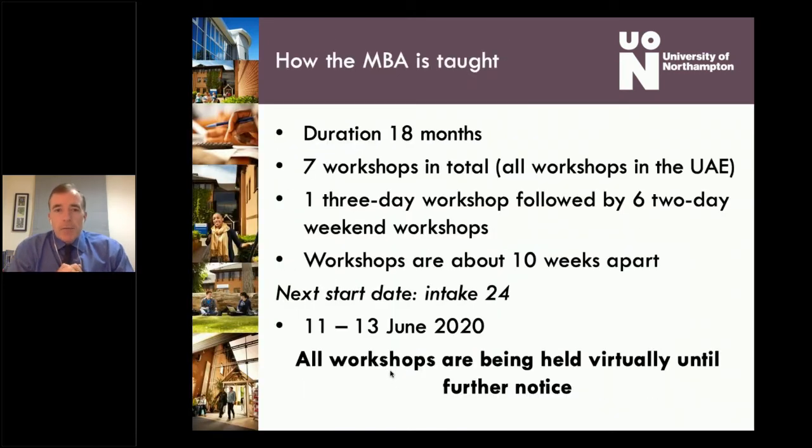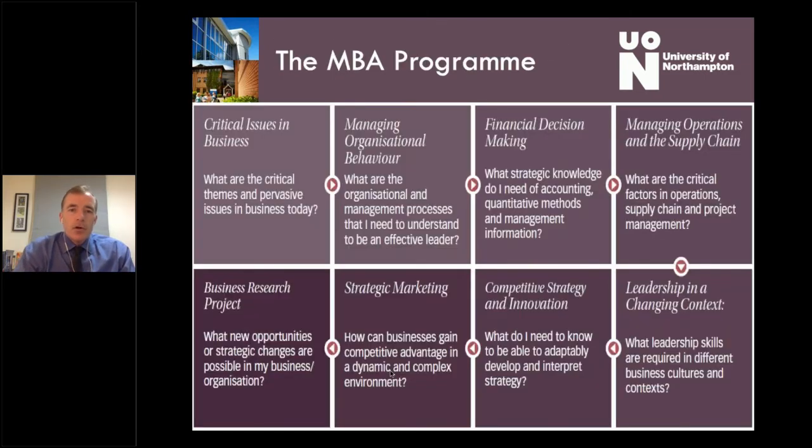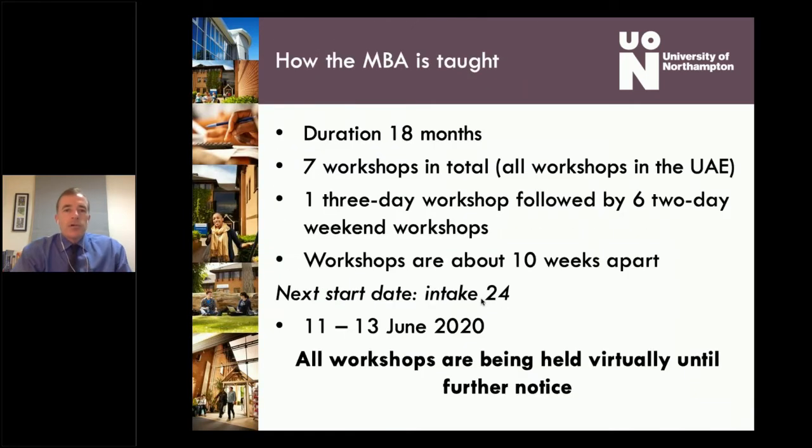So as I mentioned, it's 18 months from start to finish. There are 7 workshops in total, even though there's 8 modules. Why that is, because we teach critical issues and managing organizational behavior together. We teach them on a Thursday, Friday, Saturday. Then about 8 to 10 weeks later, come back and do financial decision making. And that's taught over a weekend, Friday, Saturday. About 8 or 10 weeks later, you do your next module, which is taught over a weekend, and so on. So that's how the program progresses. 7 workshops in total. First one's 3 days, and then there are weekend workshops for every subsequent module. And they're about 10 weeks apart.